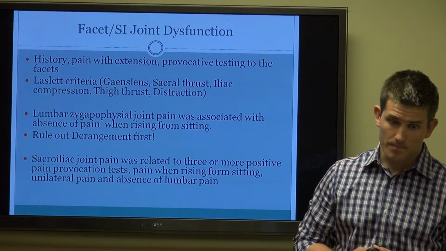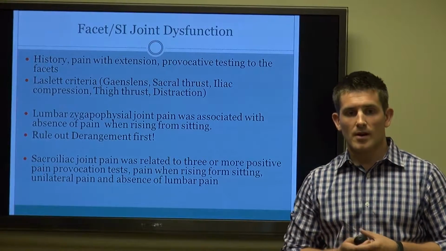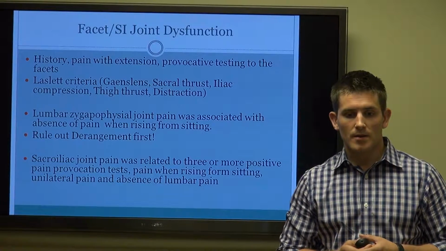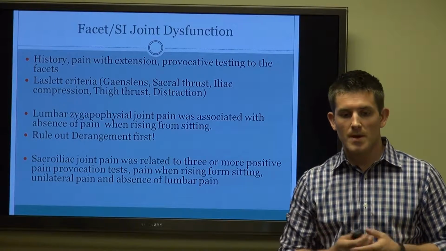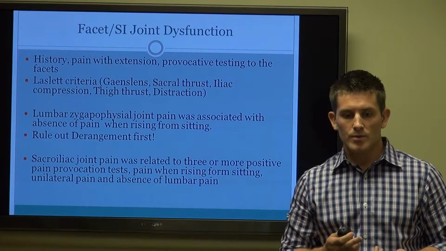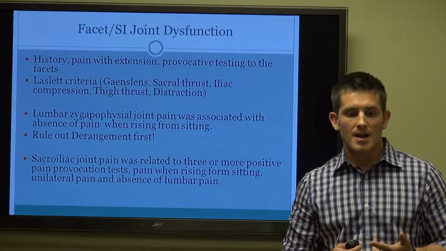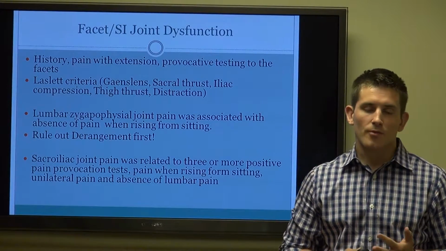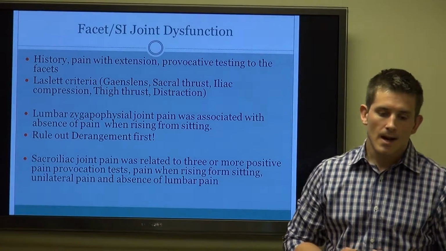and that's generally 3 out of 5 positive exam findings on the 5 tests that they deemed were the best tests for the SI. That includes Gaenslen's test, sacral thrust test, iliac compression, thigh thrust test, and distraction.